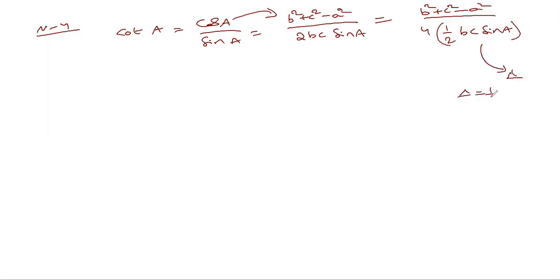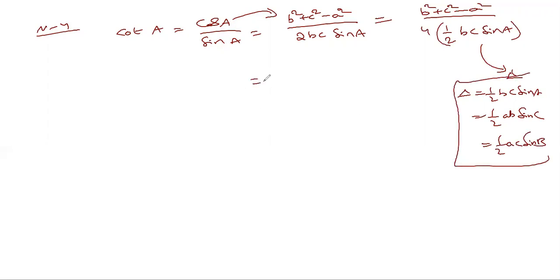We know already it is half bc sin A or half ab sin C or half ac sin B, area of triangle formula. So let us substitute in place of half bc sin A, area of triangle delta: b square plus c square minus a square divided by 4 delta. We got cot A as b square plus c square minus a square divided by 4 delta.